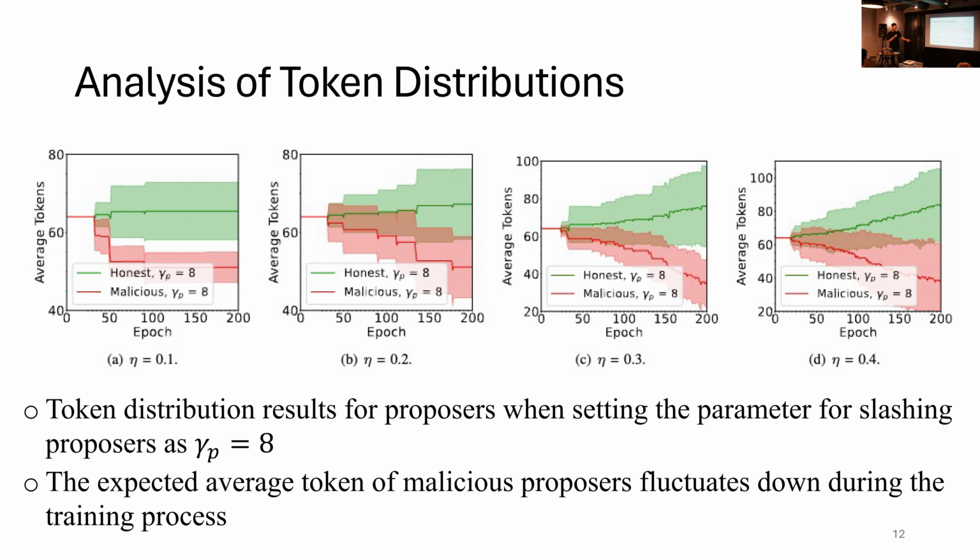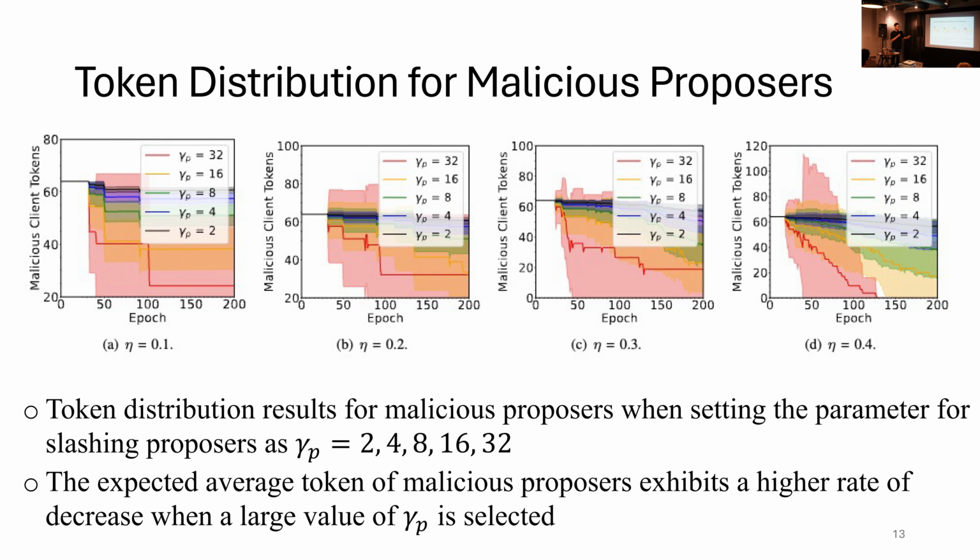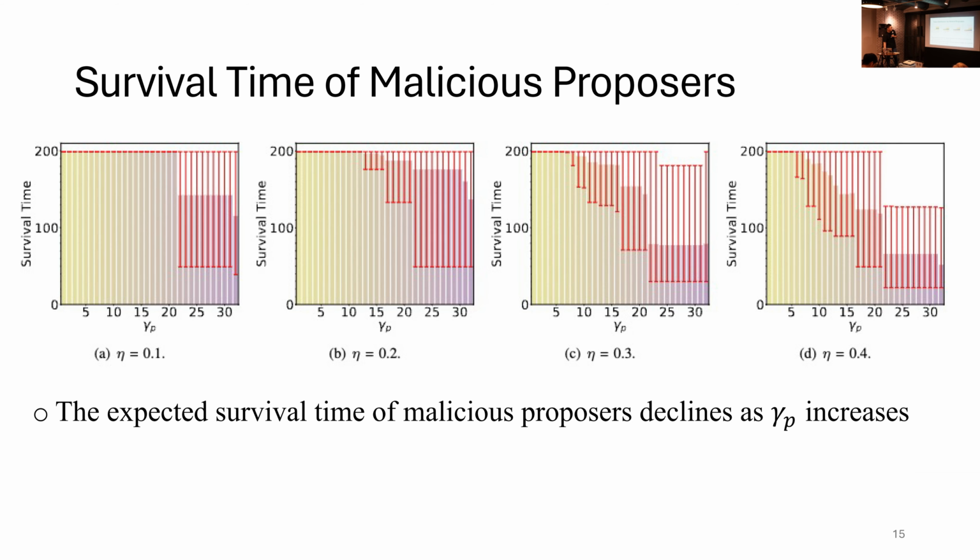The expected average token of malicious proposers goes down during the training process. And then also the token distribution for malicious proposers. Similarly, we expect the average token of malicious proposers to exhibit a higher rate of decrease when a large volume of participants is selected. And here's the survival time of the malicious proposer. If we have a higher percentage of malicious proposers, the survival time is longer.